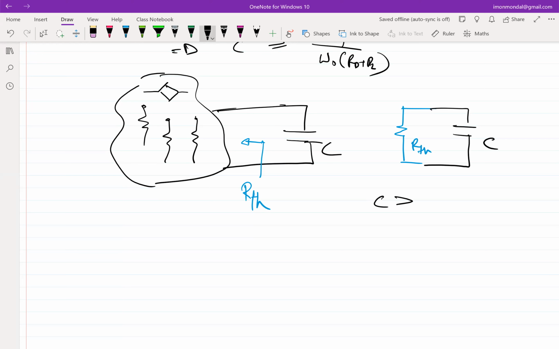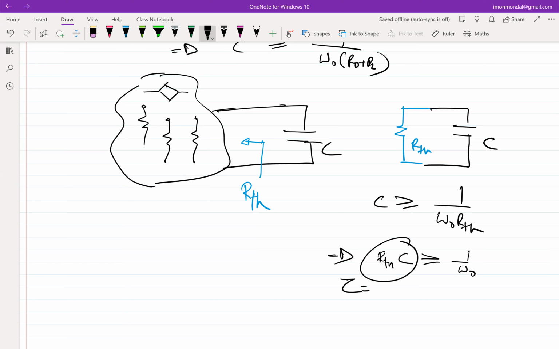C is much greater than 1 over omega naught RTH, right? Another way of saying it is that the time constant, that is RTH times C, should be greater than 1 over omega naught. So this is tau, right? So again, these are circuit hacks. I mean, these are analysis hacks, because one can always write down the full-blown equation, find out the total transfer function, and then impose the condition.